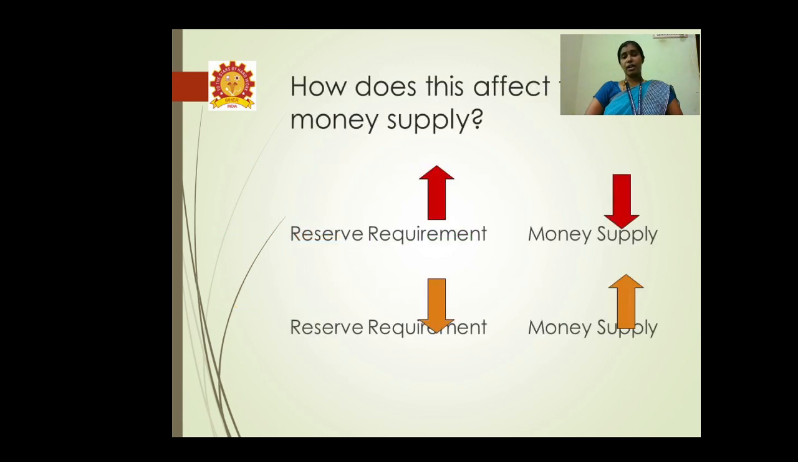How does this affect the money supply? So reserve requirement is increasing, so money supply is decreasing. Reserve requirement is decreasing, money supply is increasing. So if the reserve requirement is used as a tool, this will happen in the currency, that means the money supply. Reserve requirement increased means money supply is decreasing. Reserve requirement decreasing means automatically money supply will increase.